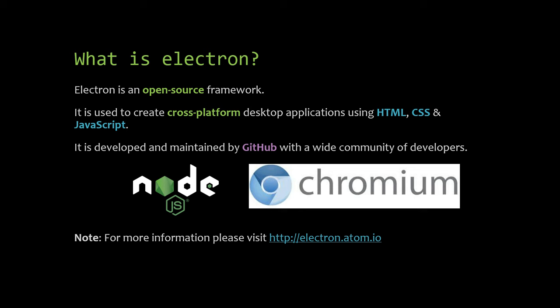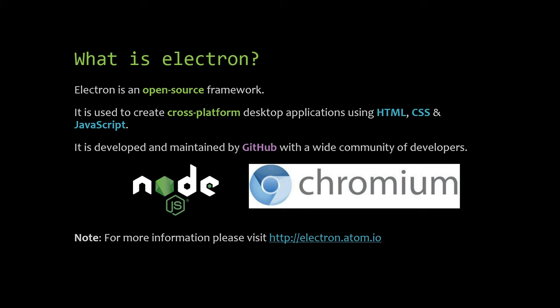So, you might be thinking, what are the programming languages that are used to create an application with Electron? It's HTML, CSS and JavaScript, all the web technologies. Who developed it and why? It is developed by GitHub. All of you might have heard the name of GitHub. And why not? It's so popular.